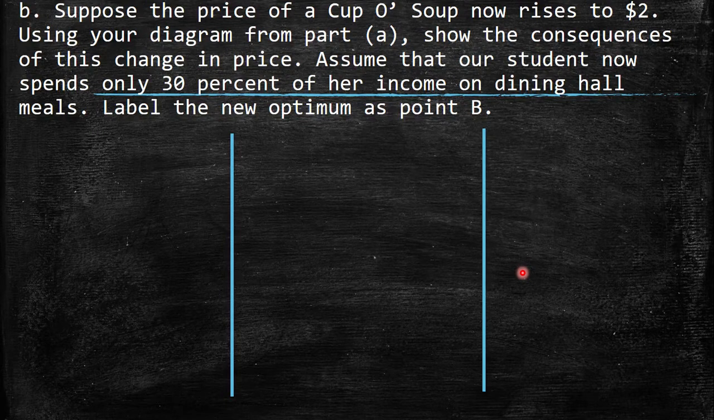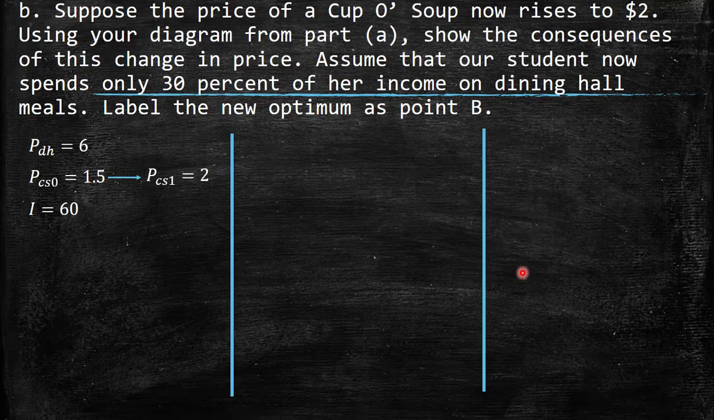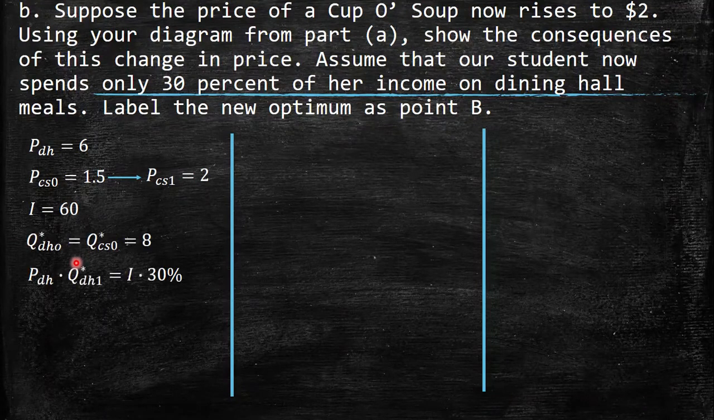Assume that our student now spends only 30% of her income on dining hall meals. Label the new optimum as point B. Then this is the initial situation, but this one increases 30%. This one is just like the price. This one moves to 2 because it's given for the exercise. Then we know already that this is the maximum.